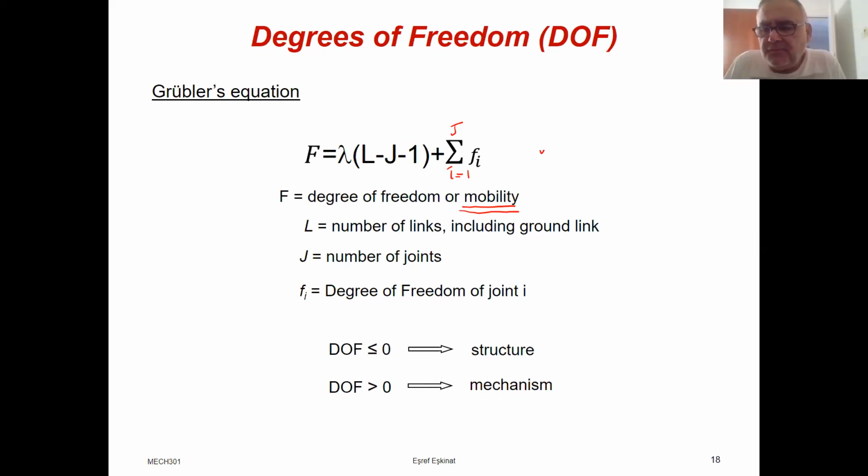You mean the 4 bar? Yeah, 3 bar. Sorry, 3 bar. Yeah, it is called 4 bar. It is not 3 bar. Sorry, 4 bar. It is 4 bar because the ground is a link also.